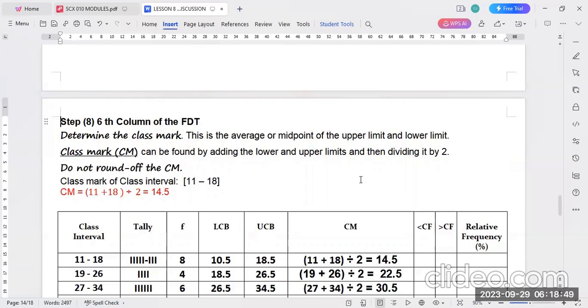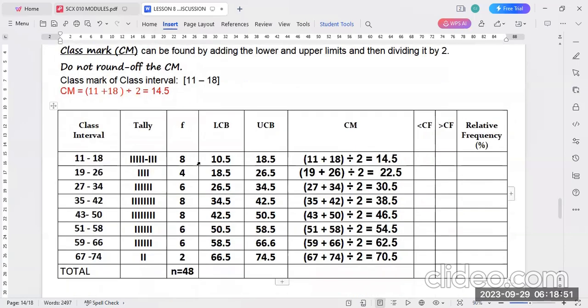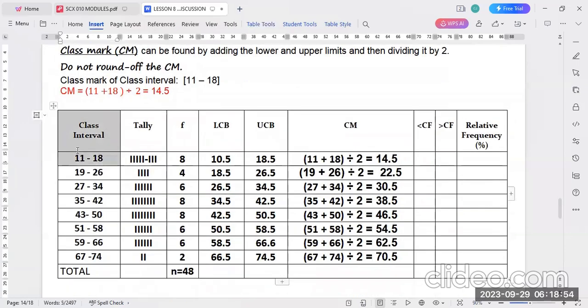So, for example, for the first class interval, we have the first class interval 11 to 18. Now, to get the class mark for that class interval, okay, so remember the lower limit is 11 and then the upper limit is 18. Okay, so 11 and then add to 18 and then we divide the result to 2. So 11 plus 18 divided by 2, I already type it on the table. So 11 plus 18 divided by 2 and that is equal to 14.5. Remember, hindi po natin siya i-round off into whole number. Kung decimal po yan, isulat nyo yung decimal.